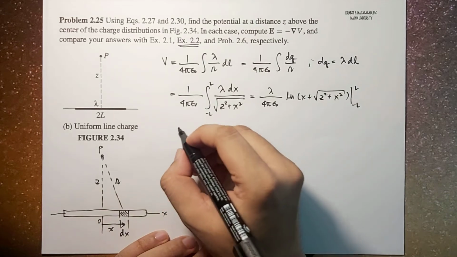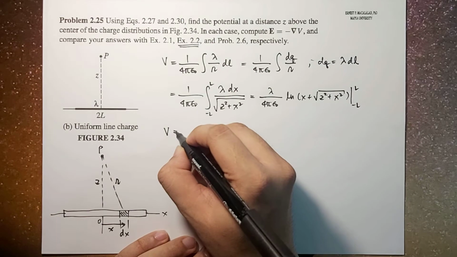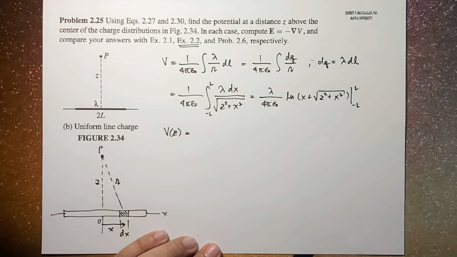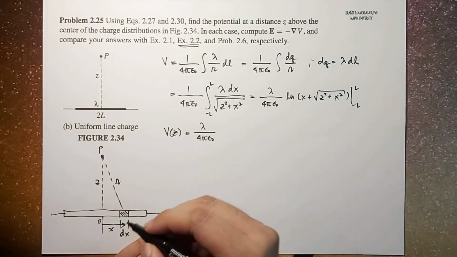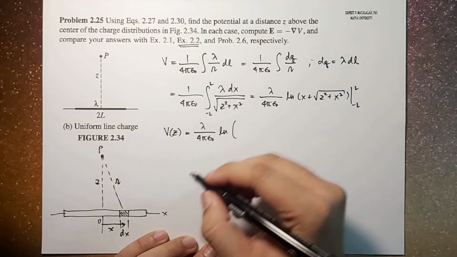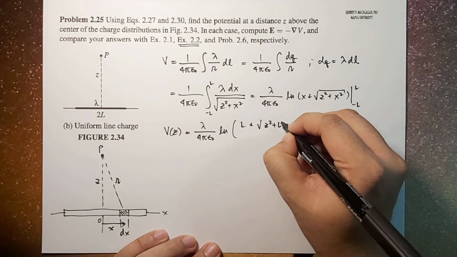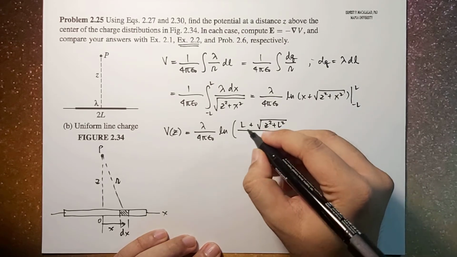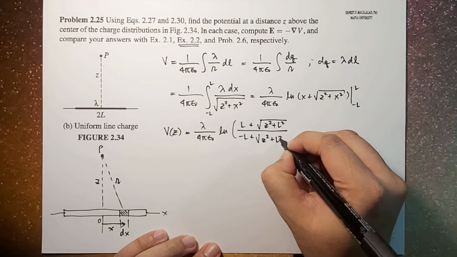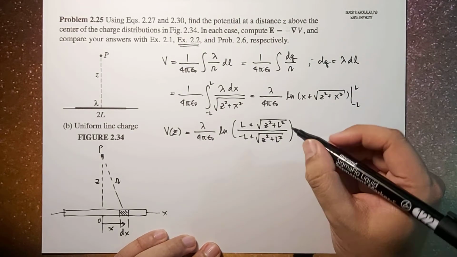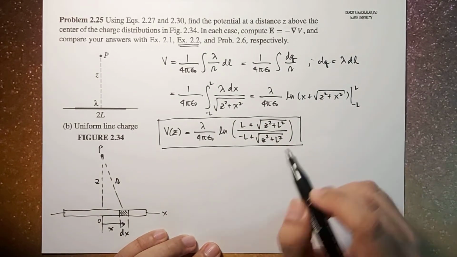So therefore, the potential along z will now be equal to lambda over 4 pi epsilon naught times ln of L plus square root of z squared plus L squared, divided by negative L plus square root of z squared plus L squared. Okay, this is your potential.